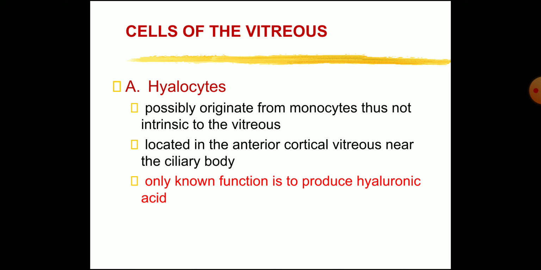and the macula. The cells of vitreous: there are few cells only, that is the hyalocyte. Hyalocytes possibly originate from the monocyte, thus are not intrinsic to the vitreous. They are located in the anterior cortical vitreous near the ciliary body. The only known function of the hyalocyte is to produce hyaluronic acid.